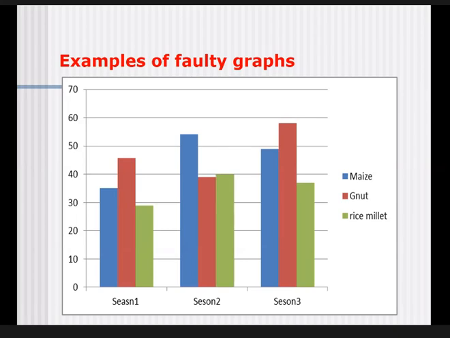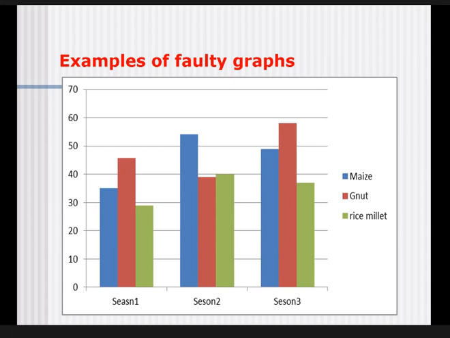I don't know what is on the horizontal axis. I don't know what is on the vertical axis. So I can't make sense out of this graph. I don't know what it is. I see maize, groundnut, and rice millet, but I don't understand what the figure is about because of the lacking axis labels.